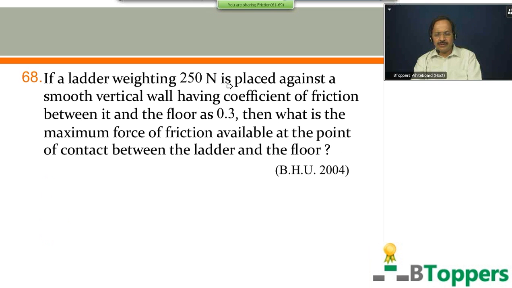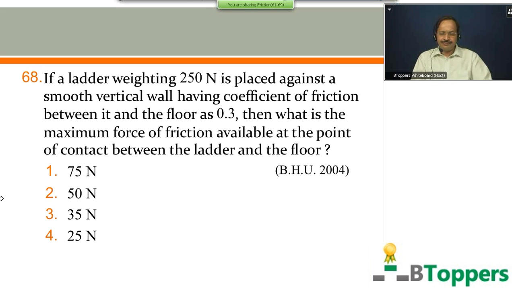The ladder weighing 250 Newton is placed against a smooth vertical wall, having coefficient of friction between it and the floor as 0.3. Then what is the maximum force of friction available at the point of contact between the ladder and the floor? Come on, try this question.